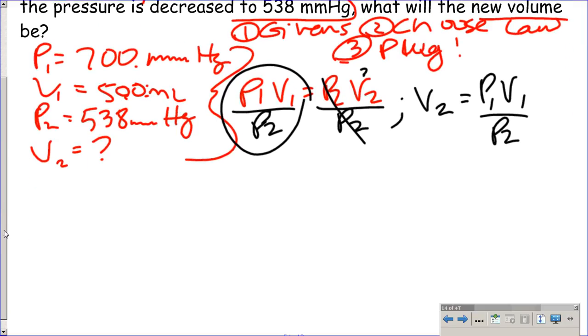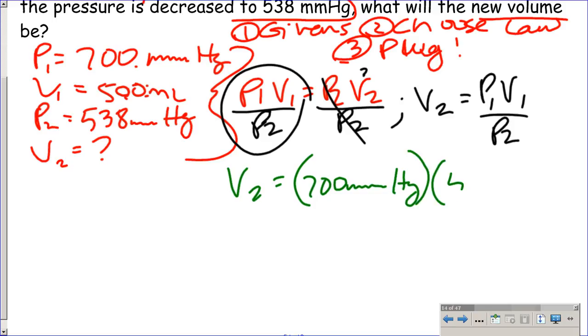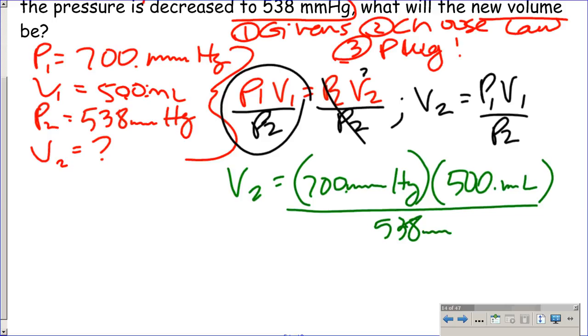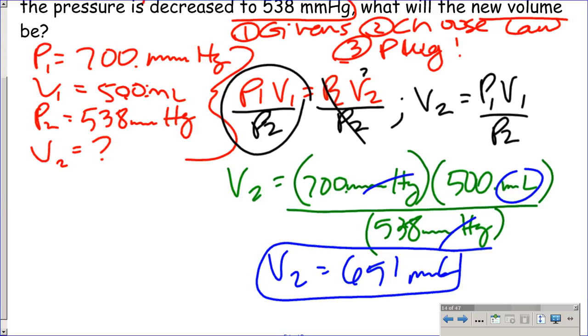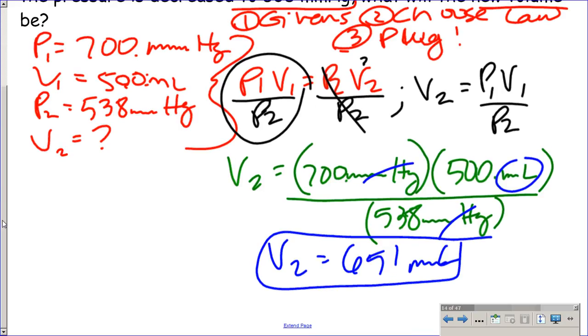So V2 is equal to, what was P1? 700 millimeters of mercury. What was V1? Oh, it's over there. 500 milliliters over P2, which is 538 millimeters of mercury. What units cancel? Millimeters of mercury. Good. What units left? Milliliters. Is that a volume unit? Yes. So it's kind of a double whammy, like, yeah, right. Okay. So V2 is 651, if I remember correctly, milliliters. 3 sig figs because everything has 3 sig figs. So 651 is the answer.